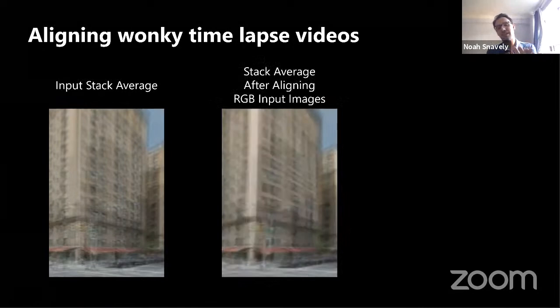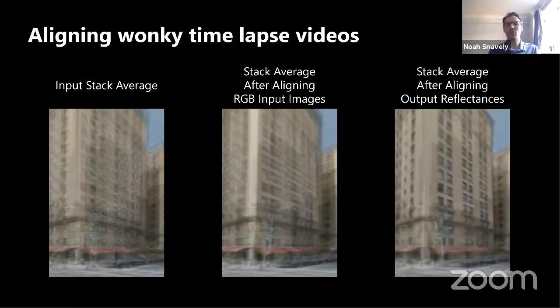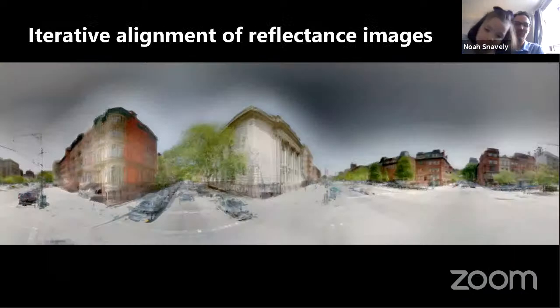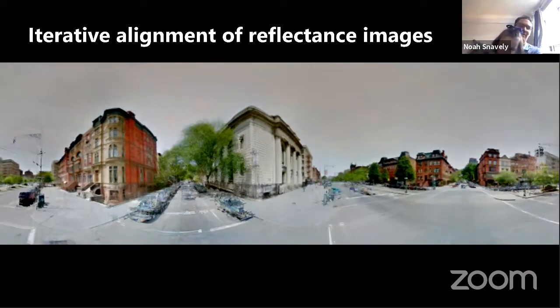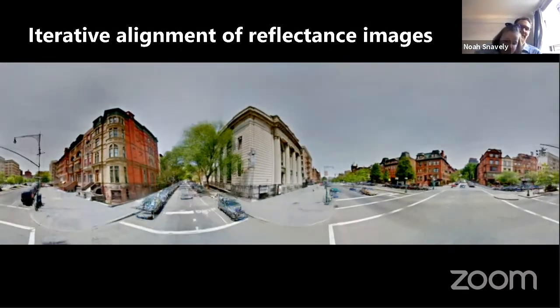If you try to align them as RGB images, that alignment doesn't work, just like using congealing or something. It doesn't work because the appearance changes over time, the shadows are in different places, that makes RGB-based alignment not work. So what we do is we align the images using the decoded reflectances, because the reflectances are exactly meant to be constant across the stack. It works much better to align those reflectances, which means we have to iteratively align the images and solve for reflectance over time. So here's a time-lapse of our method showing reflectance and alignment learned jointly.